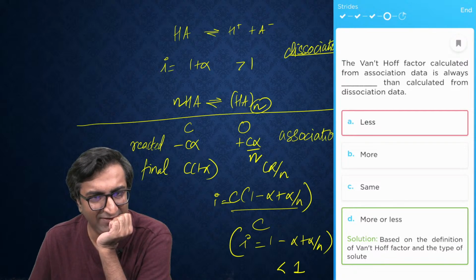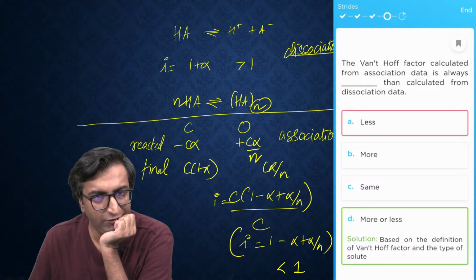I think it should just be less. I think there's a typo. But if you're sure about it, we can talk about it. Depends on types of solutes.